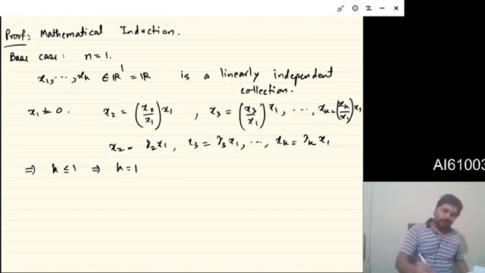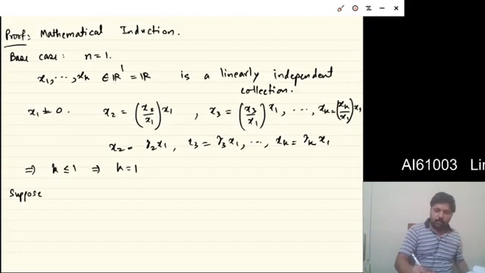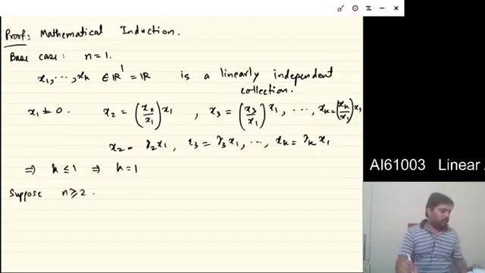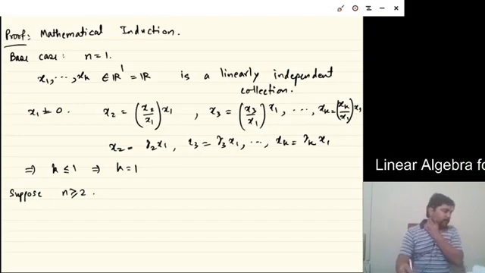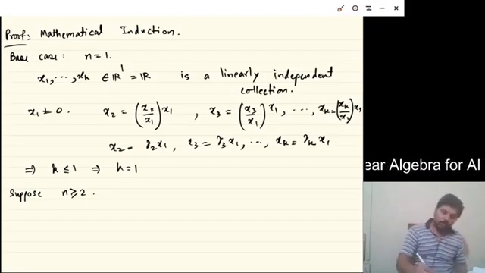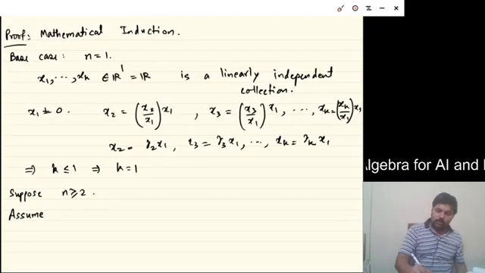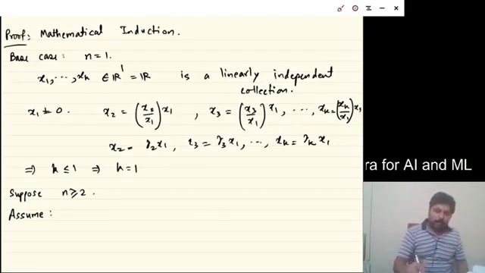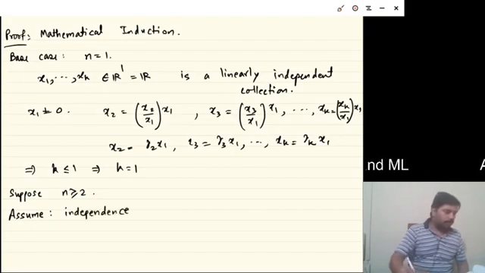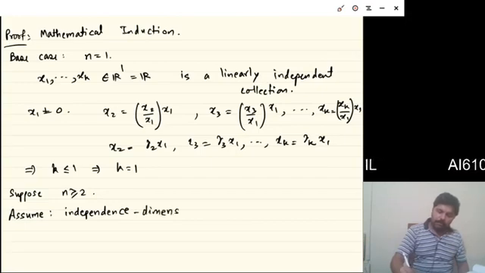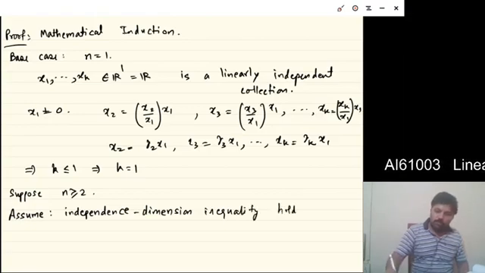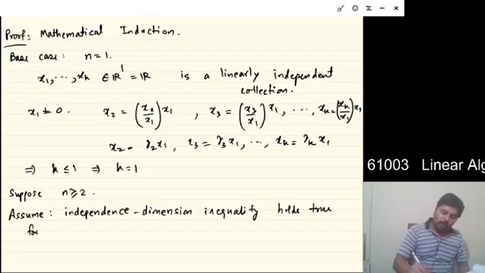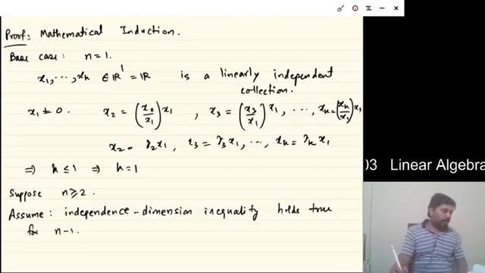So now we suppose n is greater than or equal to 2, right? So let n be greater than or equal to 2, and let us assume that it holds for dimension n minus 1. Okay, so the assumption is that this inequality, which we call the independence dimension inequality, holds true for n minus 1.